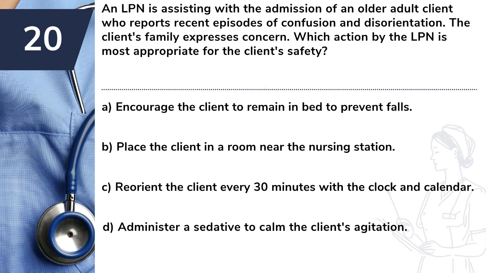Question 20. An LPN is assisting with the admission of an older adult client who reports recent episodes of confusion and disorientation. The client's family expresses concern. Which action by the LPN is most appropriate for the client's safety? A. Encourage the client to remain in bed to prevent falls. B. Place the client in a room near the nursing station. C. Reorient the client every 30 minutes with the clock and calendar. D. Administer a sedative to calm the client's agitation.